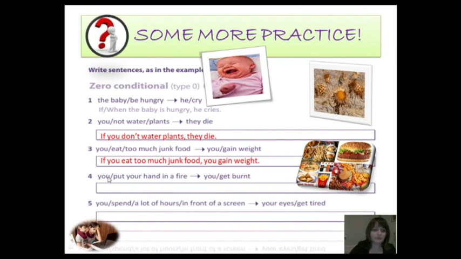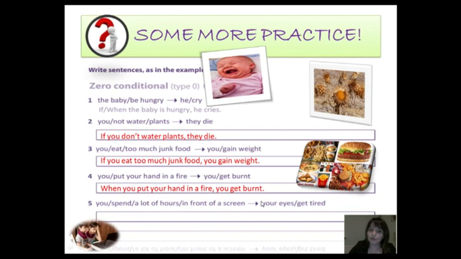Number 4. You put your hand in a fire, ti staviš ruku u vatru. You get burned. Naravno da ćeš da se opečeš. So, what are we going to say? Excellent. When you put your hand in a fire, you get burned. And for the last picture, we have the phrases you spend a lot of hours in front of a screen. Ti provodiš dosta sati ispred ekrana. Your eyes get tired. Oči ti se umaraju.